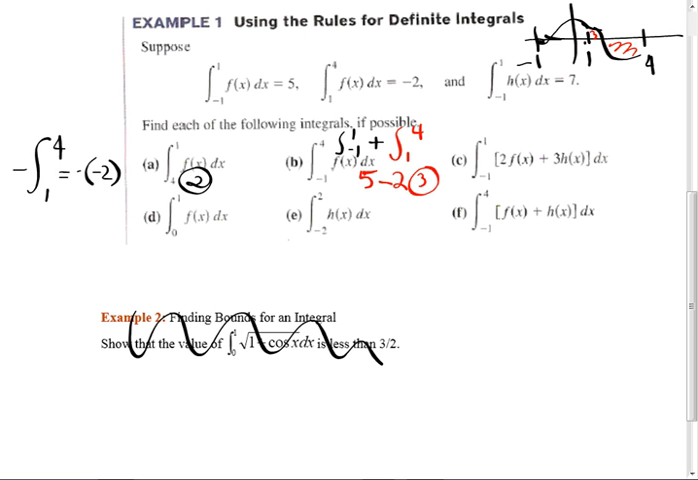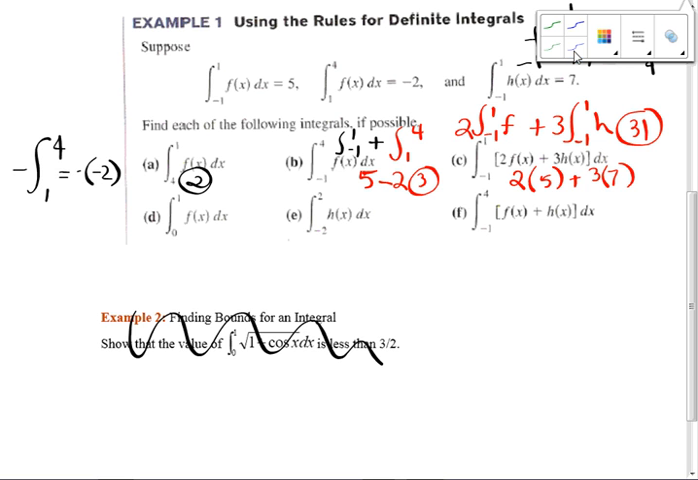What about this one? 2 times the integral from -1 to 1 of f plus, I don't remember the answer, of h. So it's 2, yeah, I think it is 31. F is what, 5? And 3 times h is 7. By the way, if it's free response, I would leave it. I would not waste my time. Well, actually, they're not difficult. I like them.